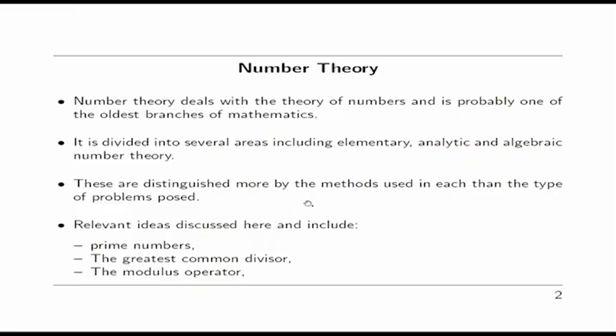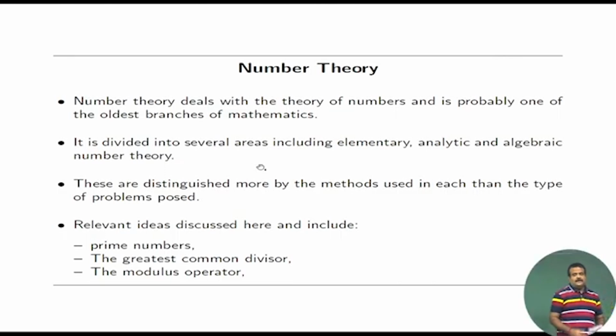Number theory deals with the theory of numbers, and it is probably one of the oldest branches of mathematics. It is divided into several areas, including elementary number theory, analytic number theory, and algebraic number theory, depending on the method we use to prove a theorem. And here we will be talking mostly about prime numbers.